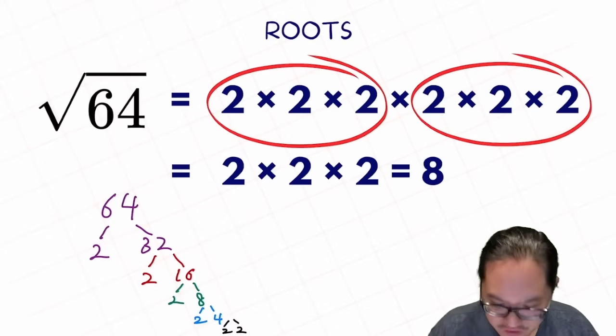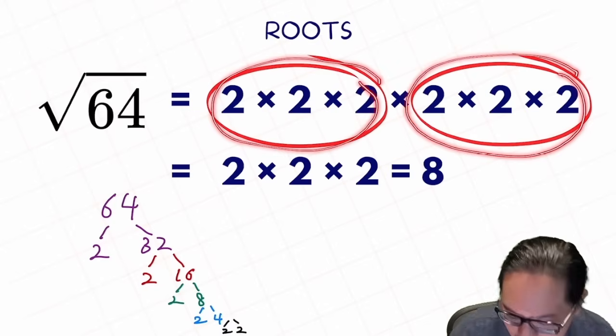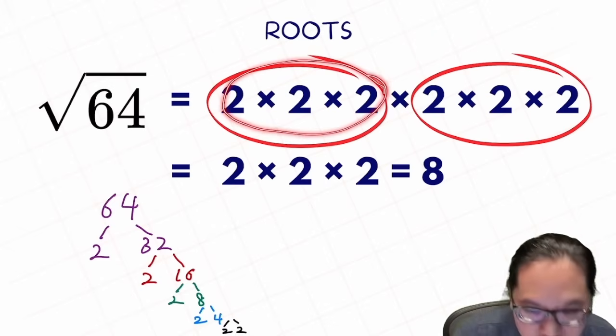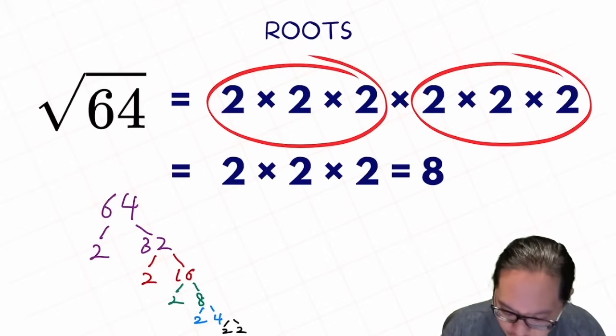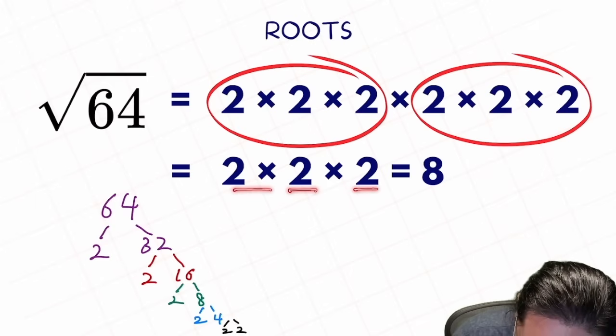And the root is what? The root for this goal is to break it into even parts, right? It means that 3 of these 2s together and 3 of these 2s together, and we only want 1, right? Because that's what root means. So the answer will be 2 times 2 times 2 equal to 8.